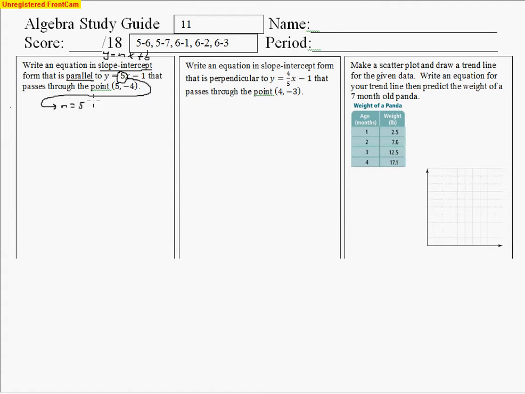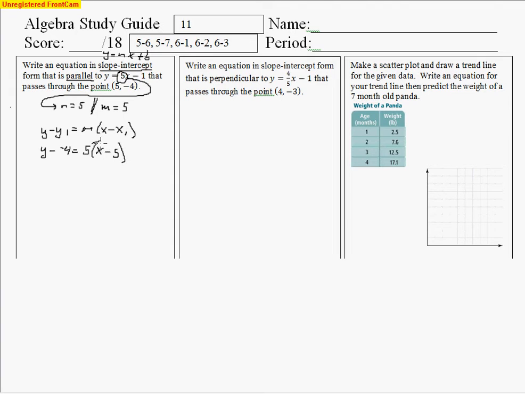The parallel slope, so this is my symbol for parallel, just two lines right next to each other. So the parallel slope will end up equaling the same number, 5. And so I'm going to use that slope and use the point that they give me in point slope, which goes this way. Y minus y1 equals m times x minus x1. So I substitute, and I've got this. Y minus negative 4 equals the slope of 5 times x minus 5.